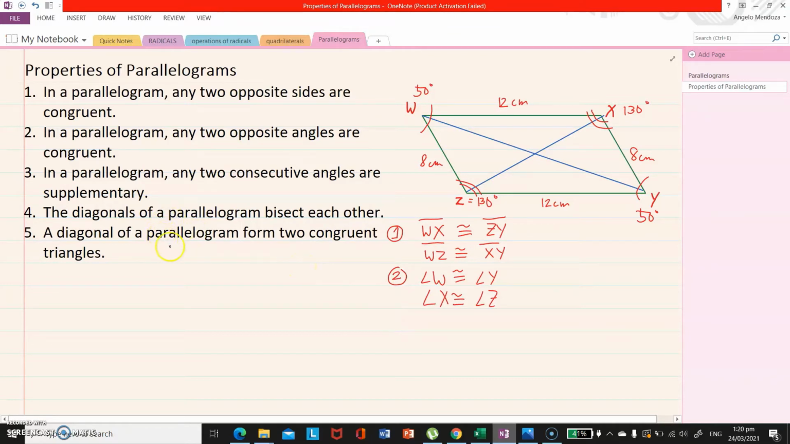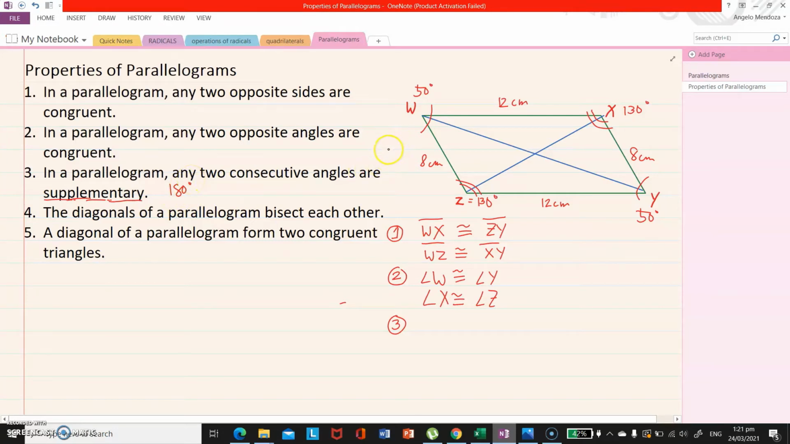Next. Property number 3. In a parallelogram, any two consecutive angles are supplementary. So, define muna natin yung supplementary. So, diba when we say supplementary, so actually we're referring to angles here. Supplementary angles, the sum of the two angles is 180 degrees.